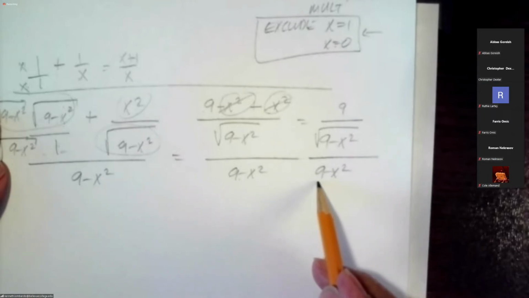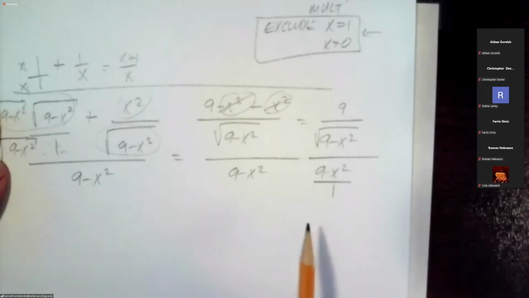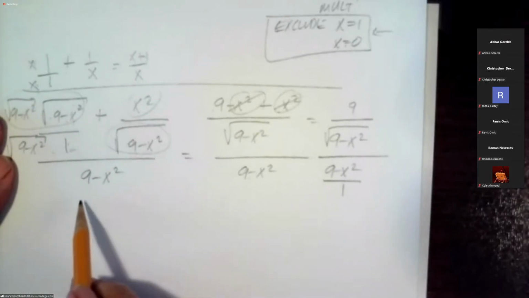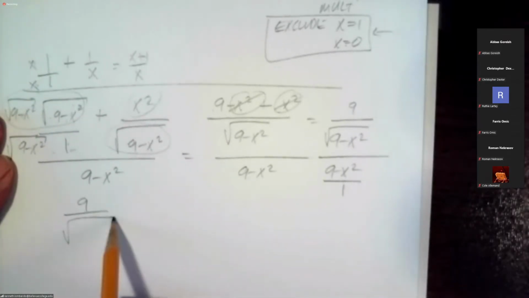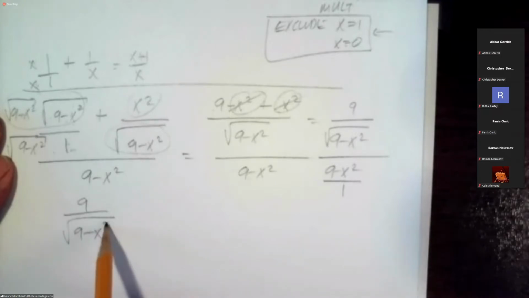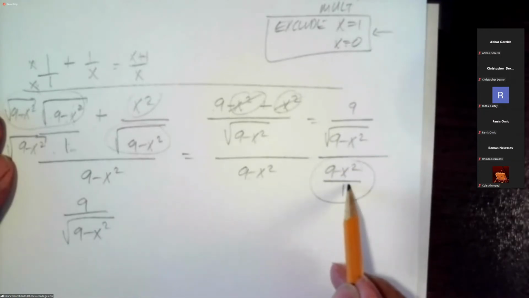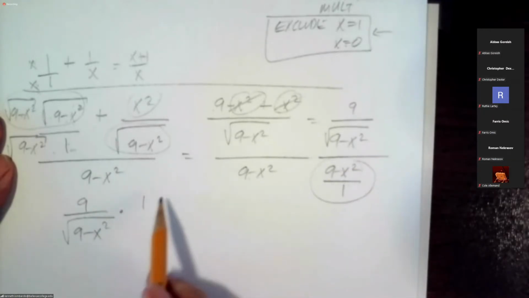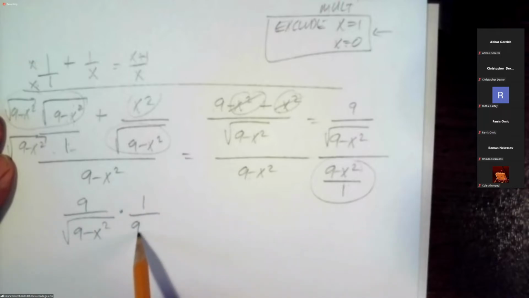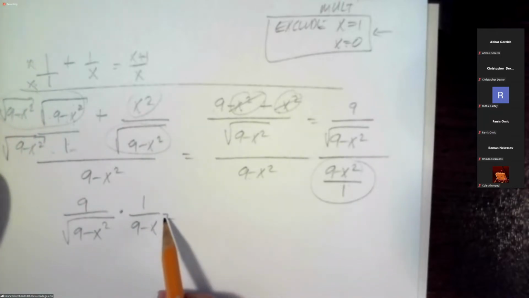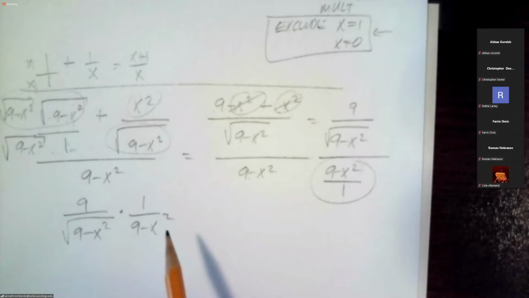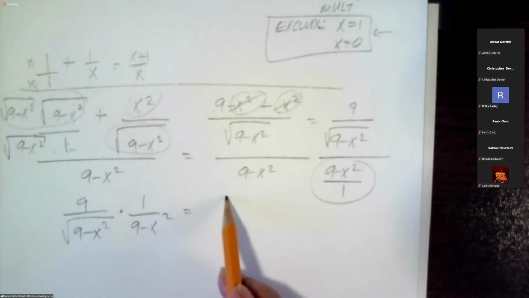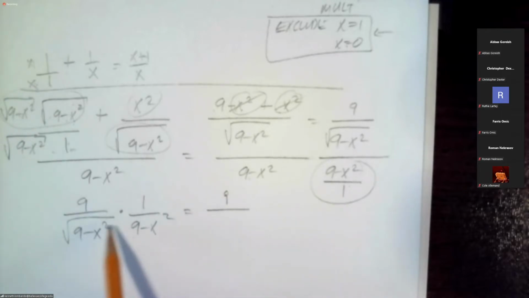If we invert, yes, go ahead. We're going to invert and multiply, aren't we? So we're going to get 9 over root 9 minus x squared. We invert this and multiply. So we get 1 over 9 minus x squared. Okay.